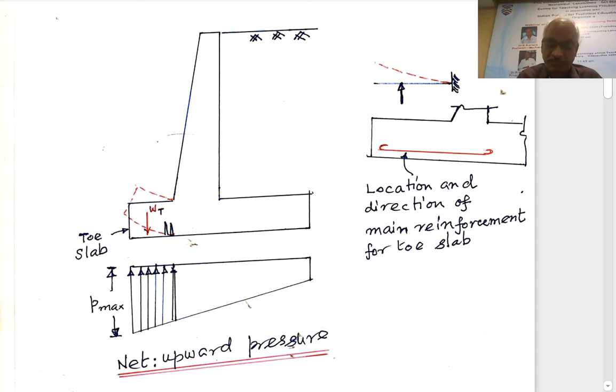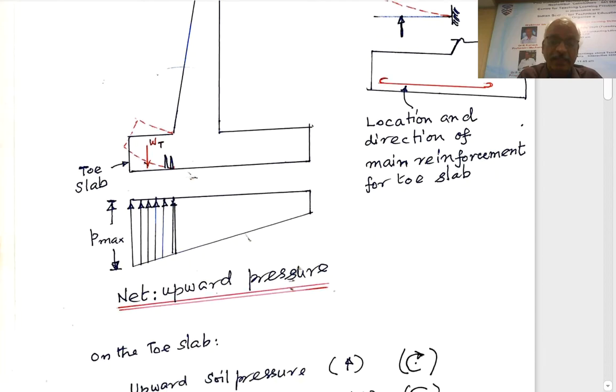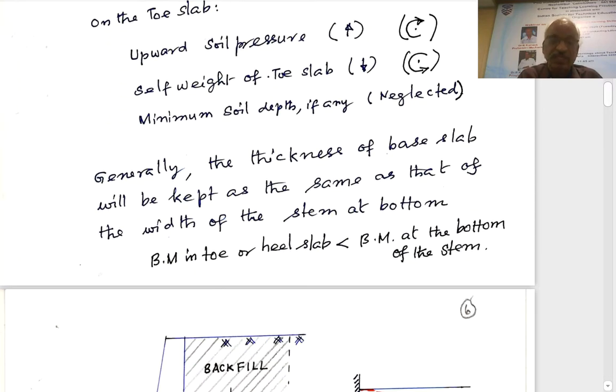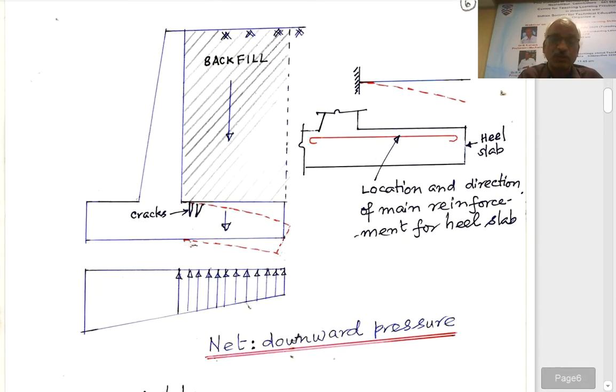This we have discussed in the previous lecture. And we have to provide the main steel. The picture on the right hand side shows the location and the direction of the main reinforcement. Right. So these are the different pressures that we will discuss in the numerical example.